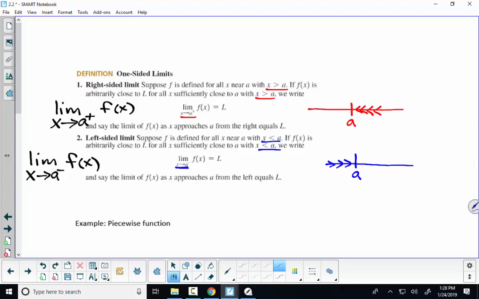The idea is still the same, however, as we get closer and closer to a from the left or from the right, what do the y values get closer and closer to? That idea is still the same.